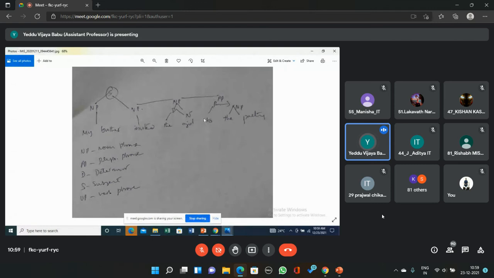Then to is a preposition. The entire segment with the preposition is called a prepositional phrase. So to is the preposition, and again the party: the is a determiner and party is a noun. This is a verb phrase, and this is a prepositional phrase.